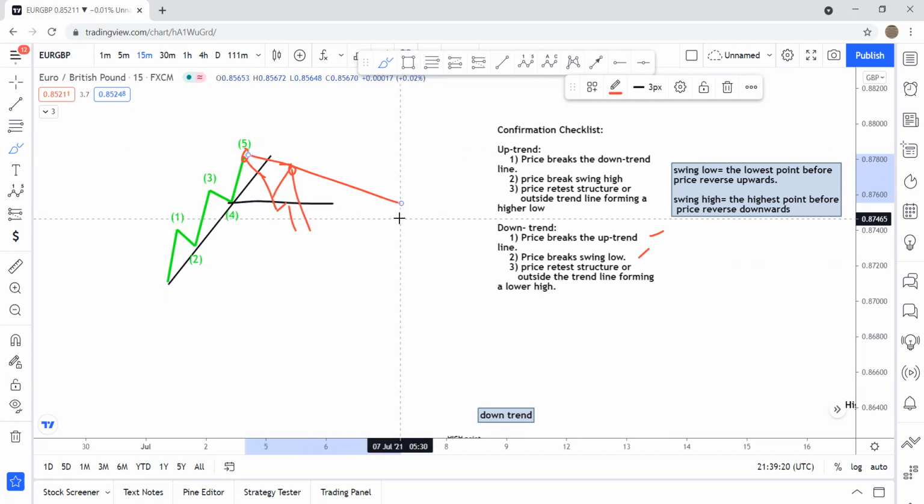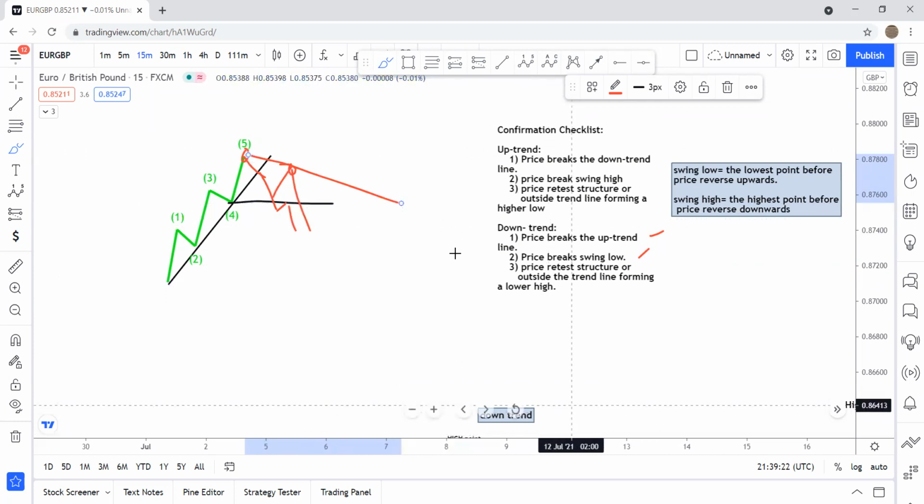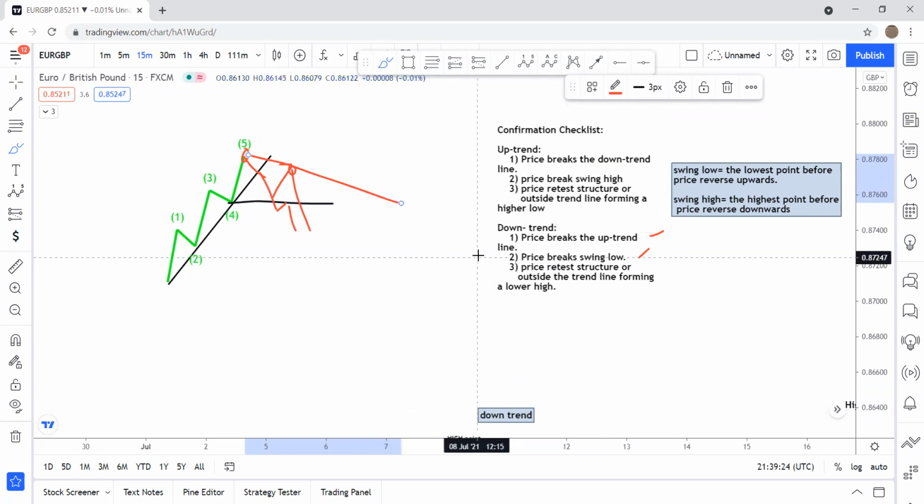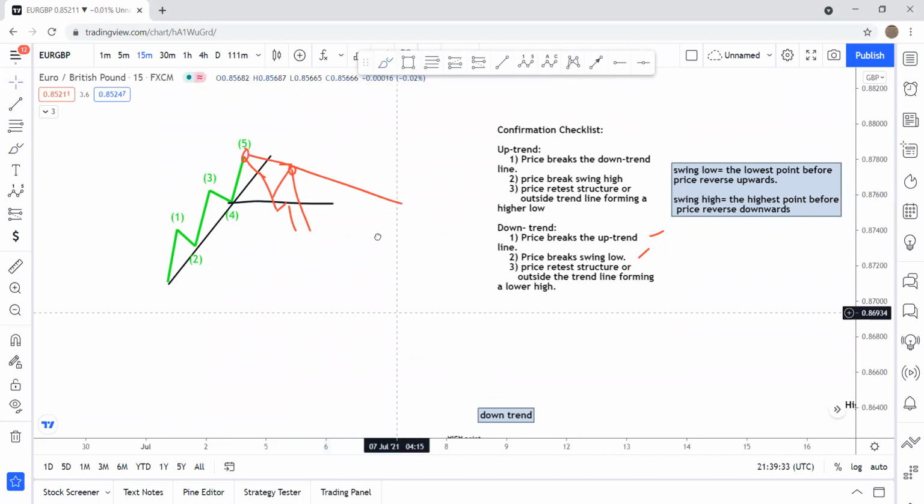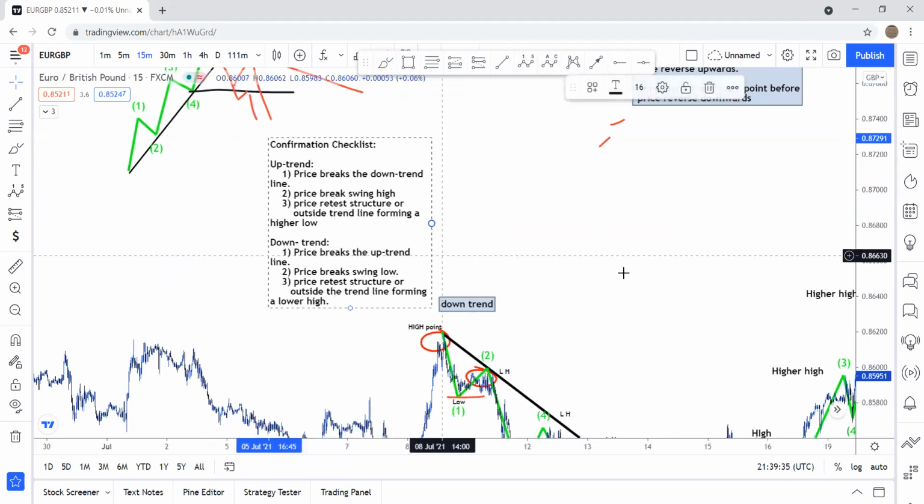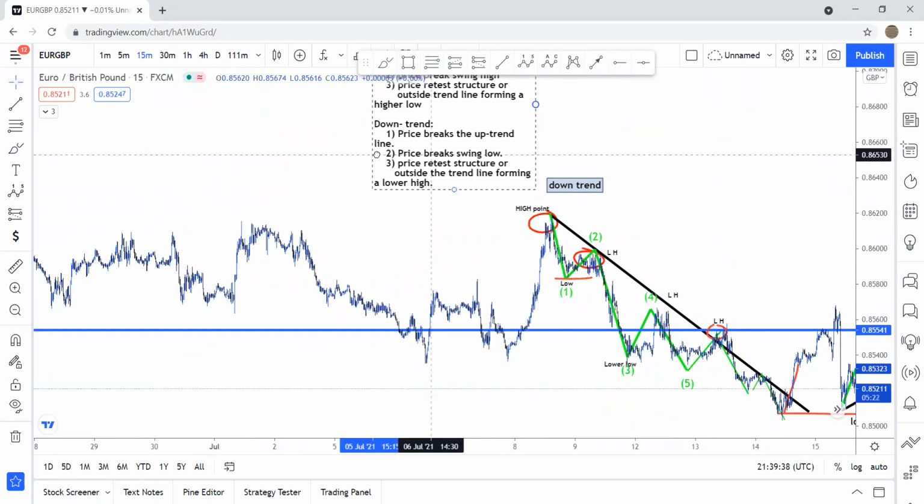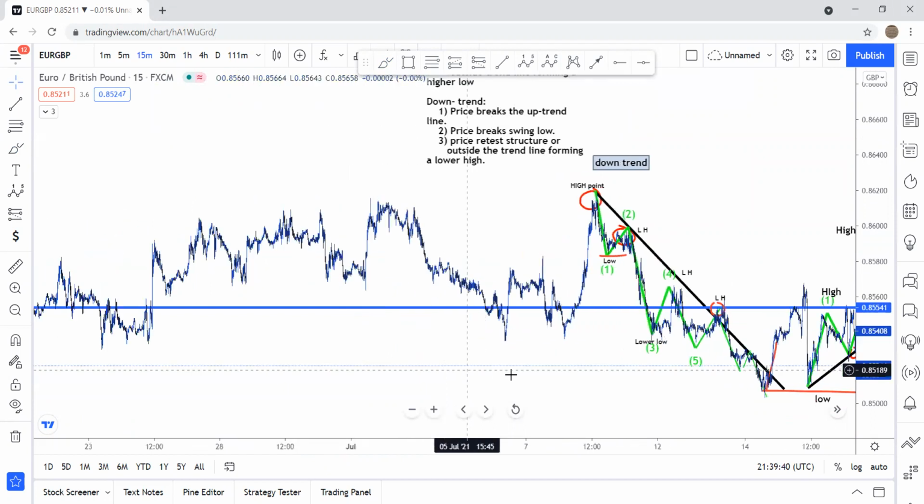Does that make sense, everyone? If that doesn't make sense, let me know and I can review the diagram, because the diagram is the simplest form. Okay. Right, so now let's look at that on the actual chart. Let's go back to this downtrend we have over here.